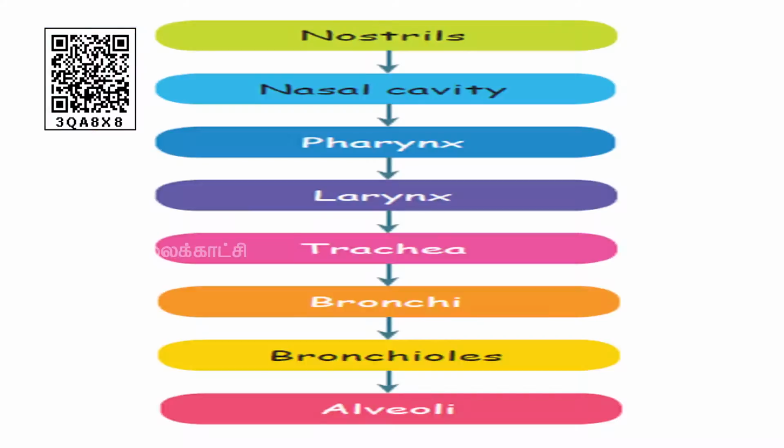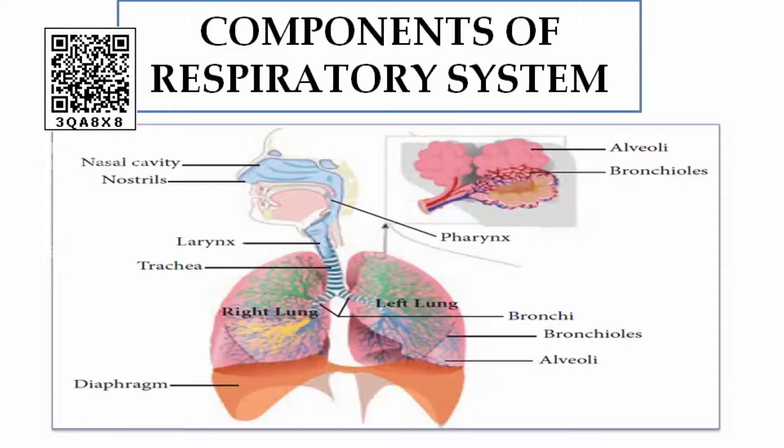Okay, children, shall we learn the flow chart once again? Yes. Now we all know how air enters into the nostrils and reaches the nasal cavity, and it reaches the pharynx, and it pushes the air to the larynx, and it reaches the trachea, and it reaches the bronchi and bronchioles, and finally it enters into the alveoli.